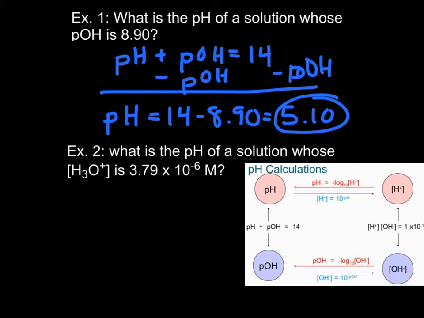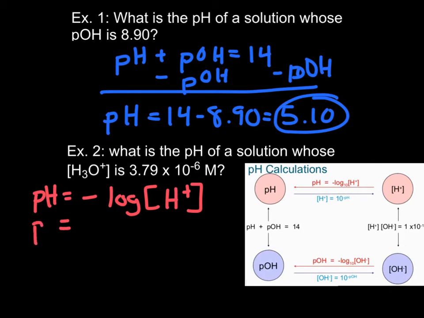It asks us what the pH is of a solution whose hydronium ion concentration is 3.79 times 10 to the negative 6th molar. So we're given the hydronium ion concentration and we're asked for pH. So we're going to use the negative log of the hydronium ion concentration. pH is equal to the negative log of the hydronium ion concentration.